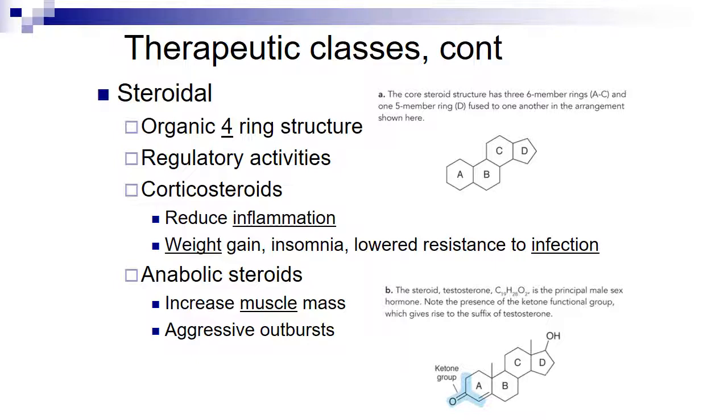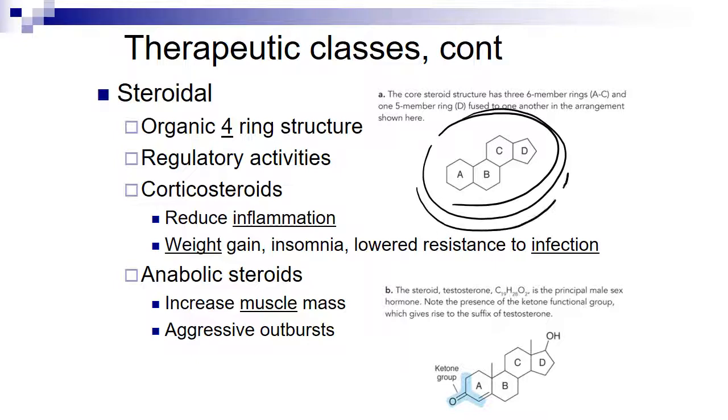All right, so our next class is the steroidal therapeutic class. All of these have the same basic structure, but then we're going to add on different side groups. It's an organic 4-ring structure, so carbon-based. There's 3 rings that have 6 carbons, and then at the end, it has a little 5-carbon group. So right here in that little group, that letter D, there's 5 carbons.